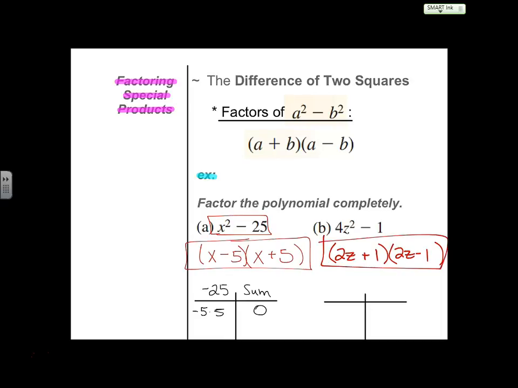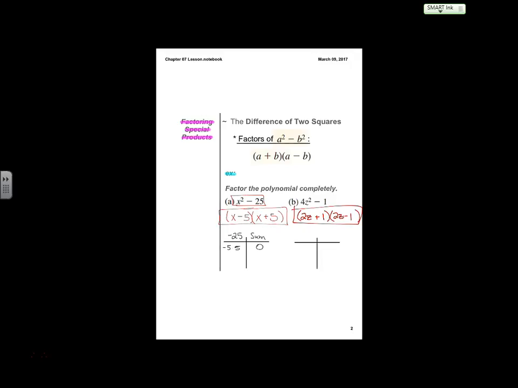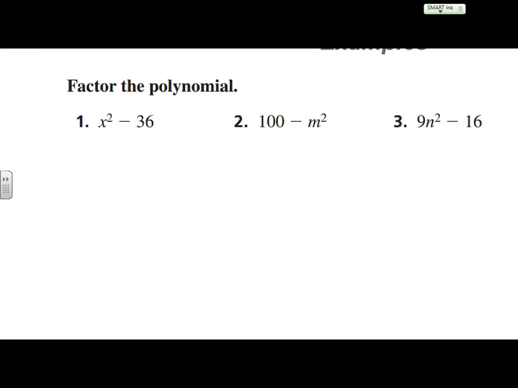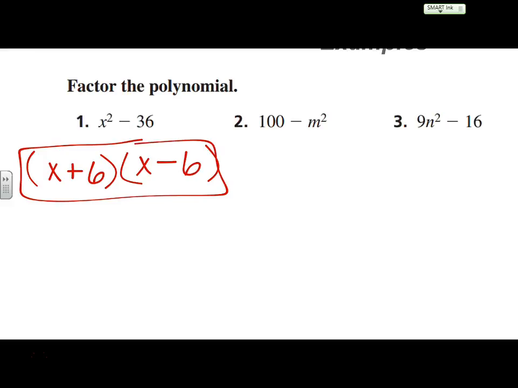That's it. So let me ask you one more. Who's being squared? X and X. And 6. Who's being squared? 6 and 6. Oh, they made it hard. Who's being squared? M and an M.